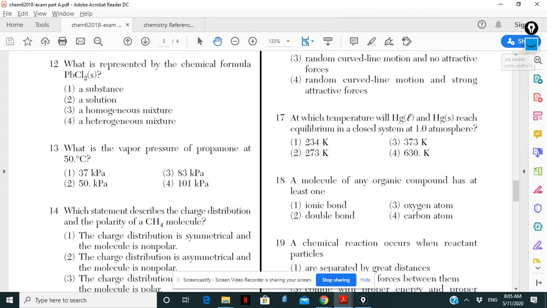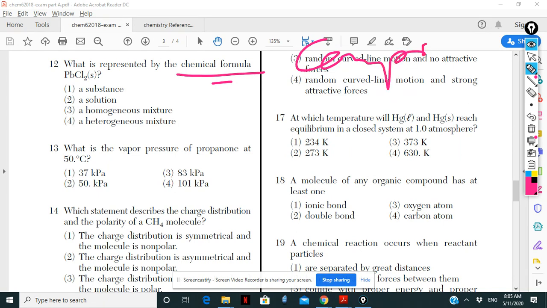Question number 12. What is represented by chemical formula BbCl2 solid? The chemical formula is for a compound. I have two elements, so that's a compound. So now I cross out the mixtures because it isn't a mixture. At the same time, that's a solid, it's not a solution. So the answer is going to be 1, substance, because we know a substance is a compound or element.